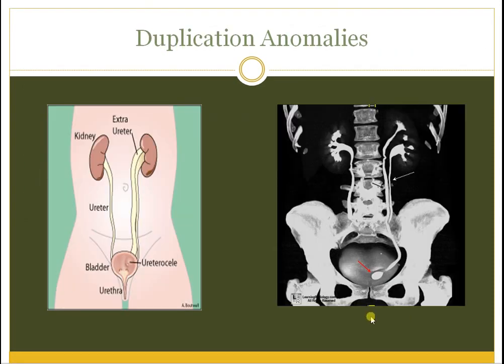So here is an example of the duplication anomalies. As you see, this kidney has an extra ureter. There is one renal parenchyma appearing, which is same as on the other side, but there are two ureters which are draining into the bladder, and the ureter which is draining from the upper pole has a ureterocele. And this is the intravenous pyelogram, which is demonstrating the same picture with a ureterocele here.